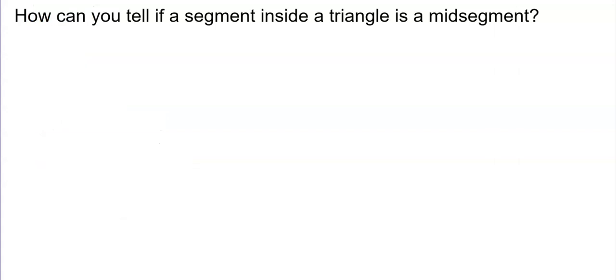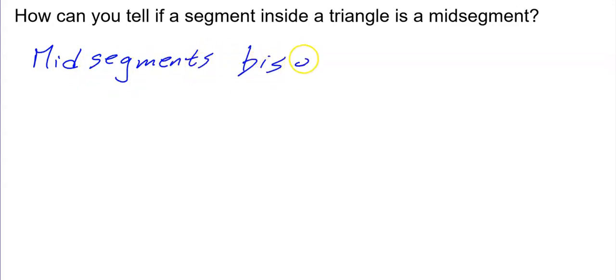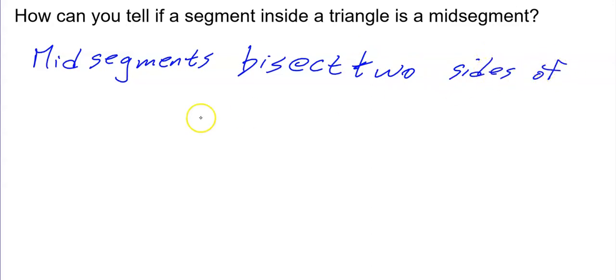Now, how can you tell if a segment inside a triangle is a mid-segment? Mid-segments bisect two sides. That's how I know. Bisect means cut in half. Mid-segments bisect two sides of a triangle. And remember, bisect means cut in half.